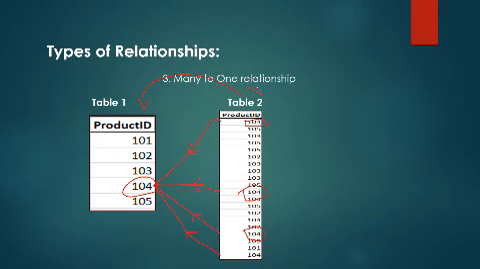Here it is many to one. How we are connecting is the main thing. If we are connecting from table 2 to table 1, that is a many-to-one relationship. If table 1 contains unique records and is connected to table 2, that is one-to-many.